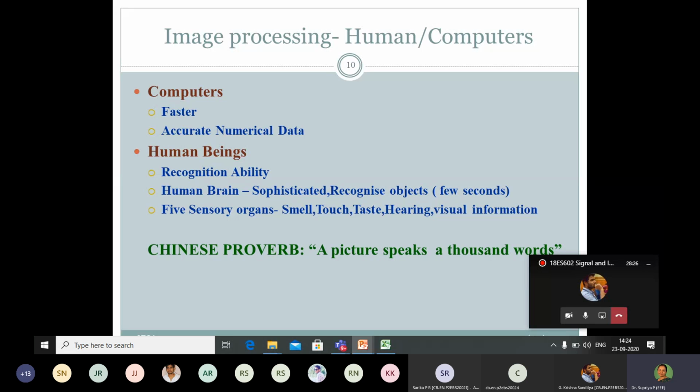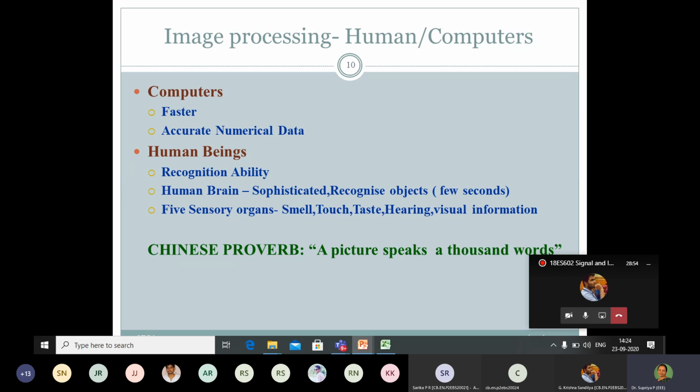Next, one of the other things that human beings have is a human brain which is very sophisticated and can recognize objects within a few seconds. Also, human beings have sensory organs like smell, touch, taste, hearing, and visual information. And with these things, it is very difficult for us to have a good comparison between computers and human beings.